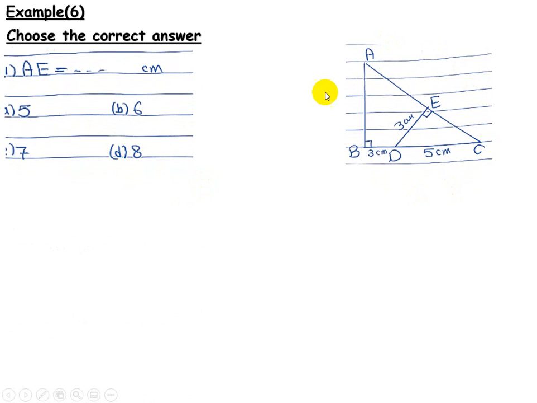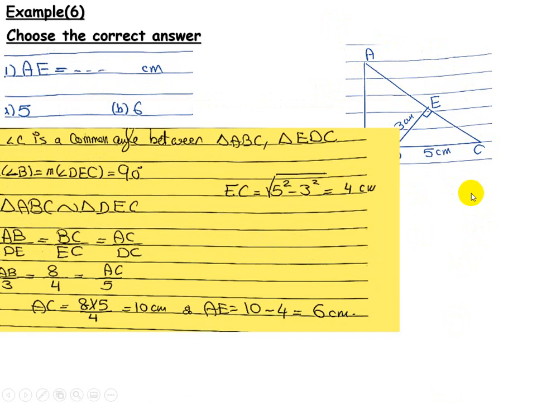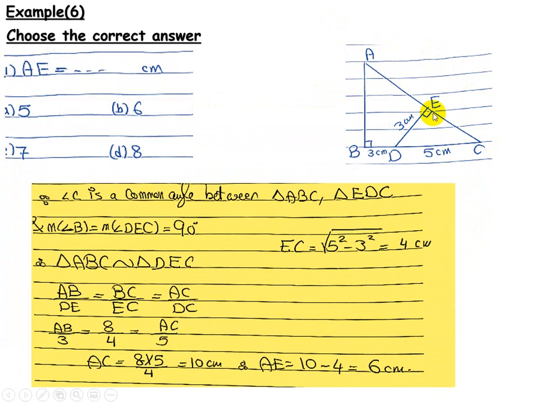Exercise number 6. Choose the correct answer. In the figure in front of you, a right angle triangle at B, DE equals 3 and is perpendicular to AC. Find the length of AE. I can get the length of EC using Pythagoras: root of 5 power 2 minus 3 power 2 is going to be 4. And since angle C is a common angle between the small triangle EDC and the main triangle ABC, and angle B and angle DEC are right angles, the two triangles ABC and DEC are similar.